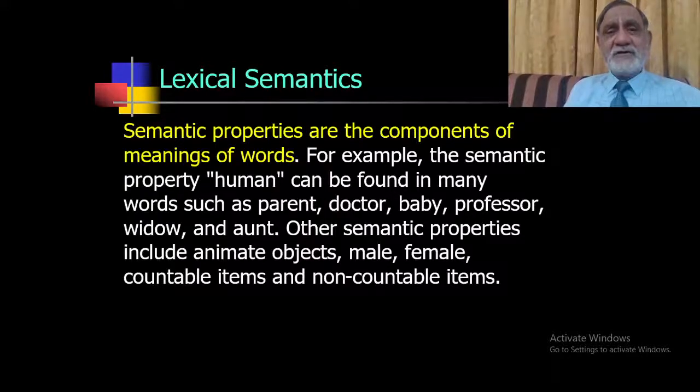Semantic properties are components of meanings of words. For example, the semantic property human can be found in many words. Parents, they are human. Doctor, human. Baby, human. Professor, human. Widow, human. This semantic property of human is inherent in all these words. Other semantic properties include animate objects, male, female, countable items, non-countable items.